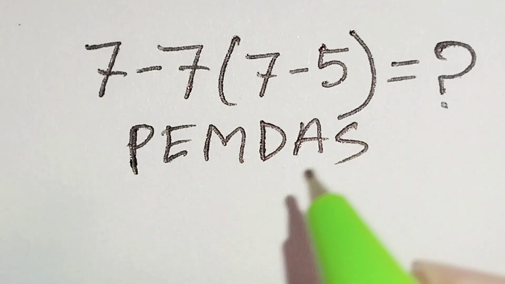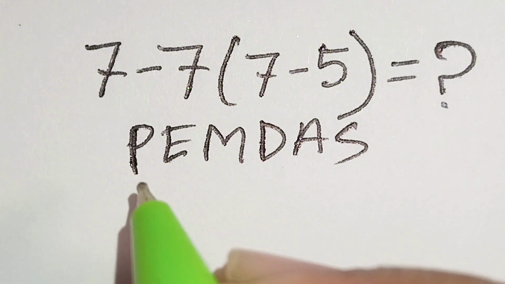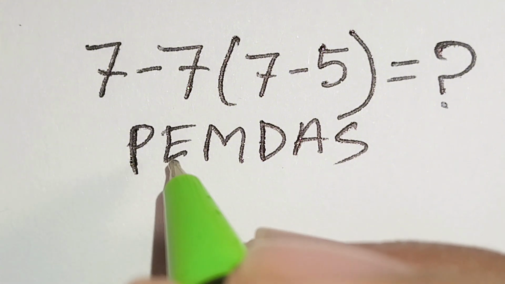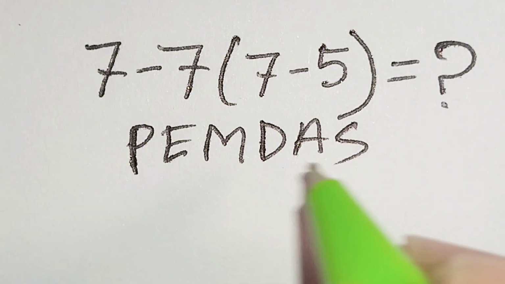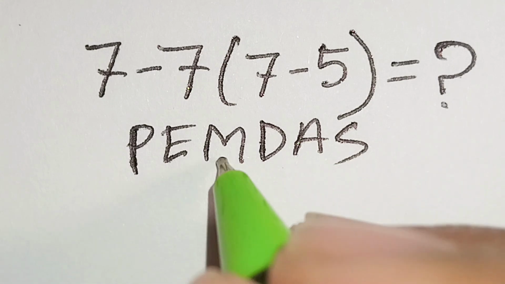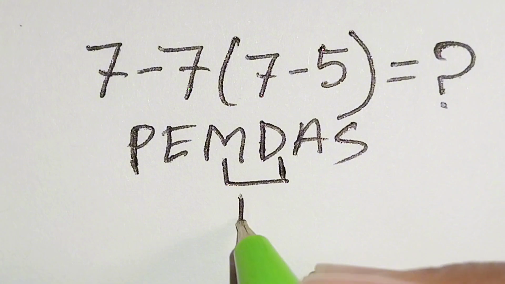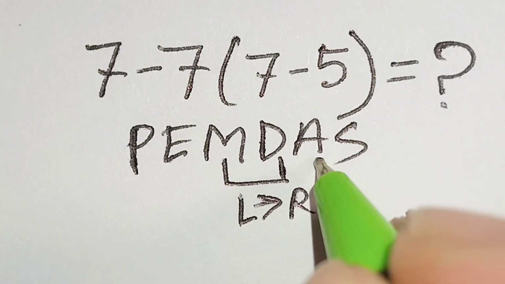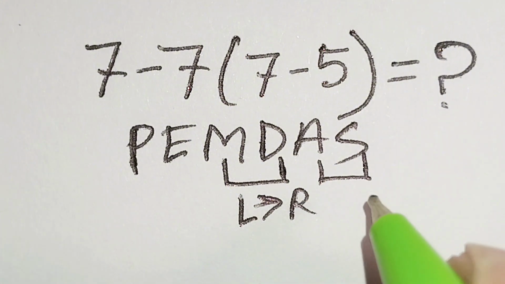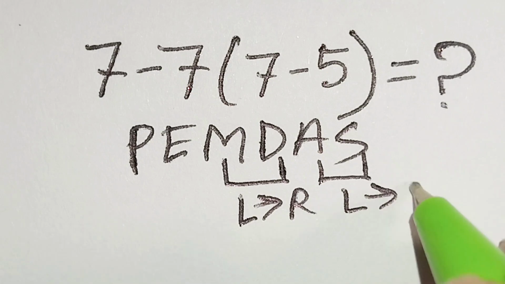PEMDAS. According to the PEMDAS rule, at first we have to work with parentheses, then exponent, then multiplication or division, then addition or subtraction. Remember, multiplication and division have the same priority, so we have to work left to right. And addition and subtraction have the same priority, so we have to work left to right also.